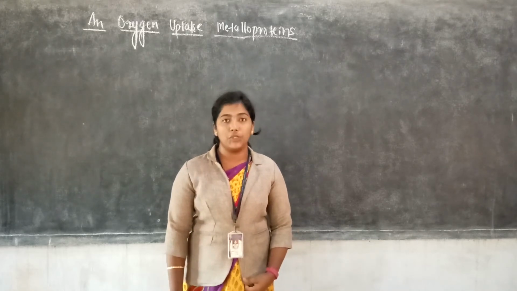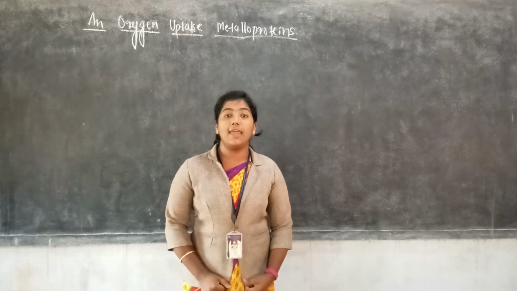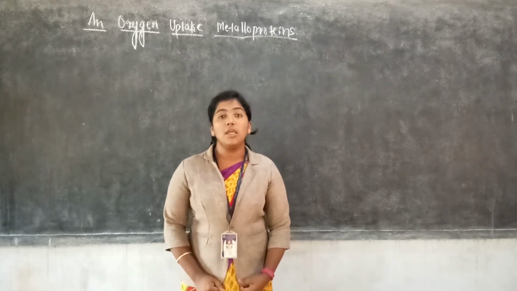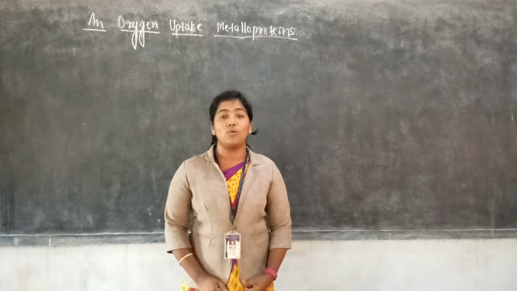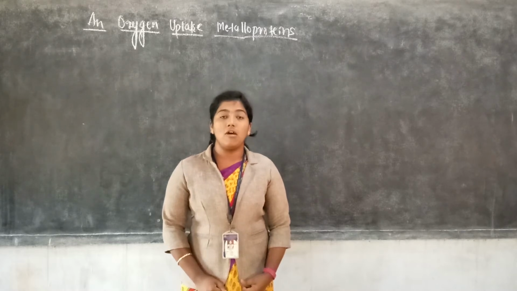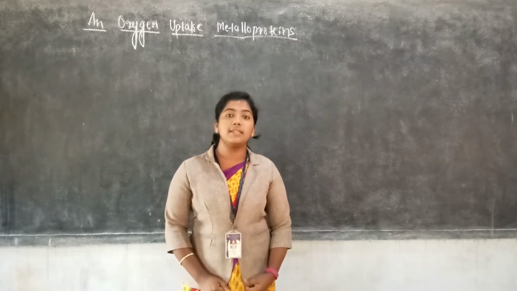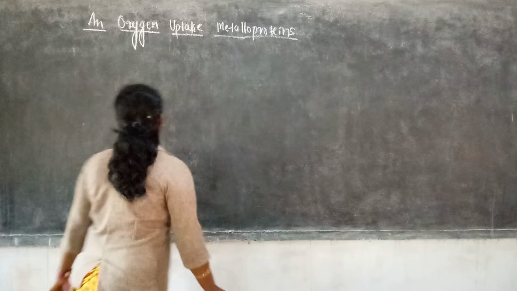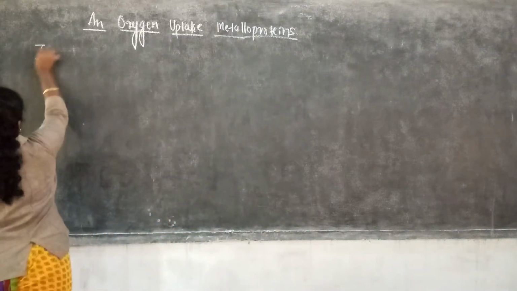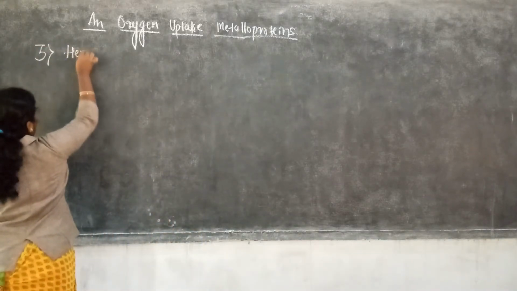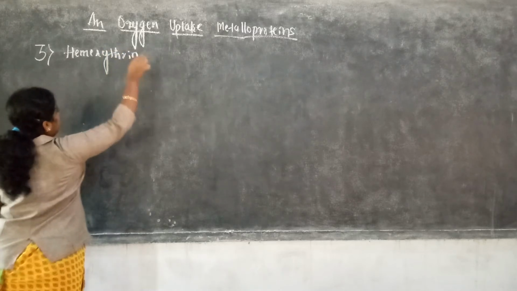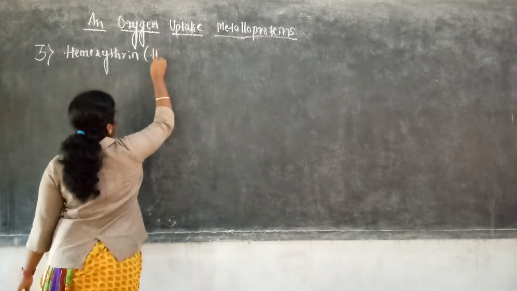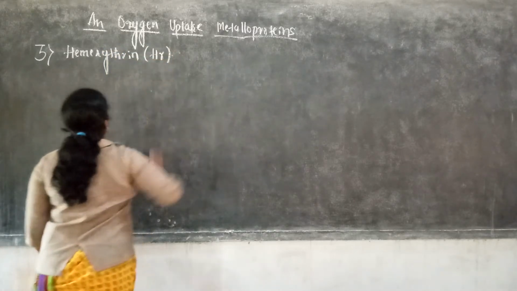In the previous video, we discussed oxygen uptake metalloproteins, hemoglobin and myoglobin. In today's class, I am going to discuss two more oxygen uptake metalloproteins, hemerythrin and hemocyanin. So, the third one is hemerythrin. It's abbreviated as HR.